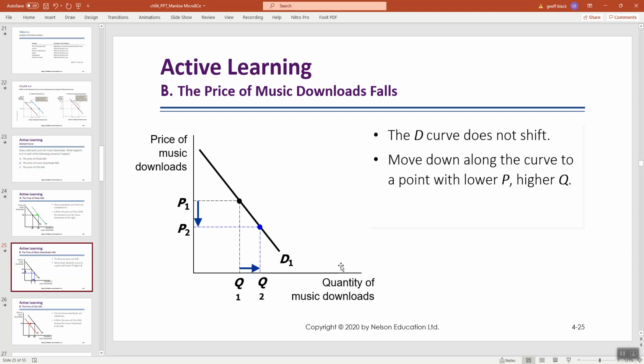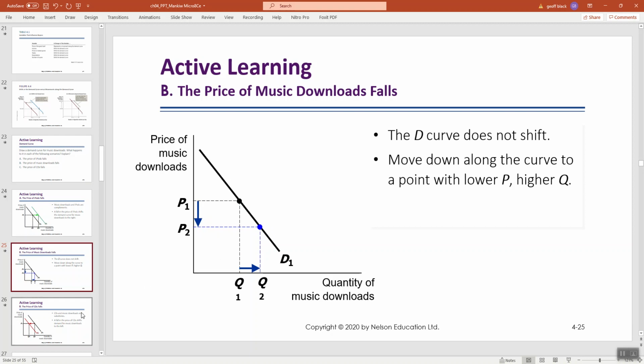Now, let's say the price of music downloads falls. The key thing is it's telling you the price of music downloads falls. Well, okay, I know exactly what happens when the price falls. If I pick this arbitrary P1, if the price goes down, then I know the quantity demanded goes up. This follows the law of demand. So this would be movement along the curve, right? You could say upward or downward, but this would be downward. So a downward movement along the curve.